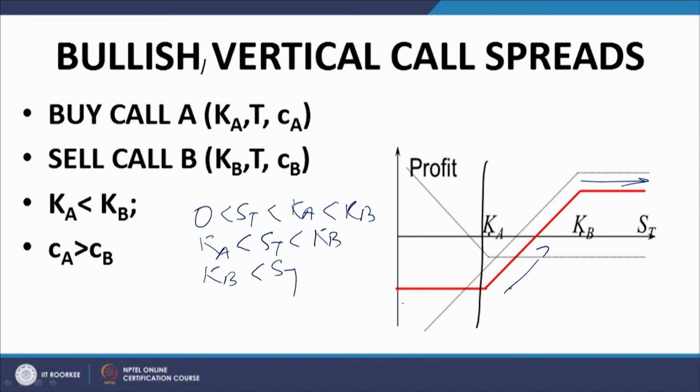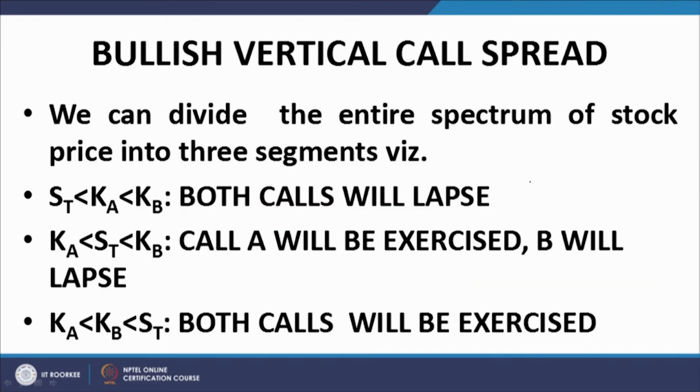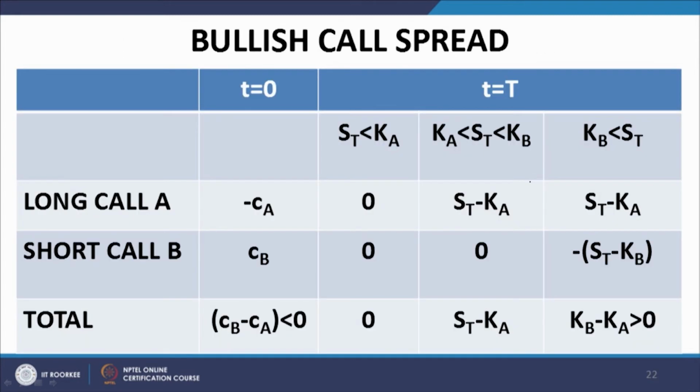This is the figure where this is the portion where none of the options is exercised. This is the portion where A is exercised, and this is the portion where A plus B are both exercised. So, I have already explained this just now. So, we move on. This is the tabular representation of the payoffs.